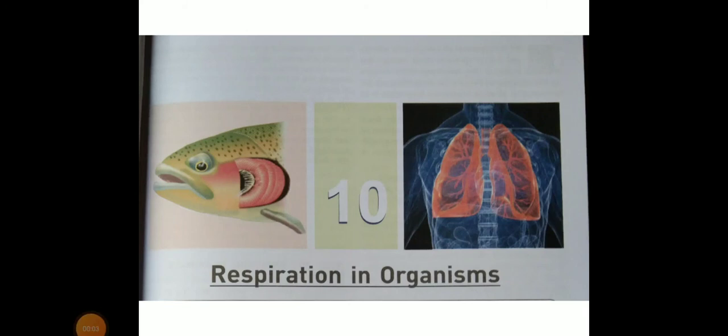Today we are going to discuss chapter number 10, Respiration in Organisms. We have discussed in our last class two types of respiration, aerobic respiration and anaerobic respiration, and breathing in animals. So today we are going to discuss the respiratory system of human beings.